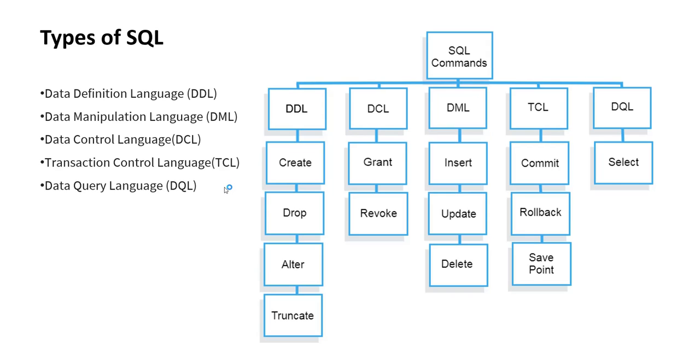Next is TCL. In TCL, Transaction Control Language, we have commit, rollback, and savepoint. And DQL. In DQL we have select. We will discuss each and every command in detail in a later video, and in this video we're just going to cover some DDL commands. So let's get started.